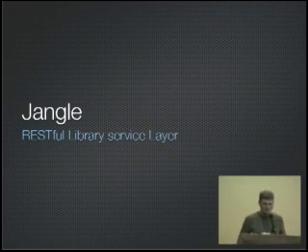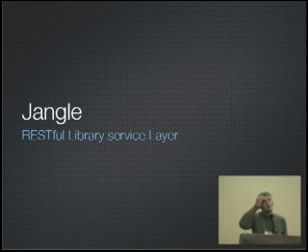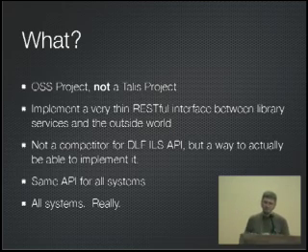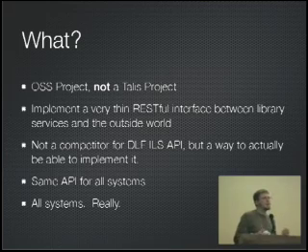All right, I'll be talking about Jangle, which is a project to try to push a RESTful web framework for our various library systems. This is an open source project that Talis is trying to get the ball rolling on, and we don't want it to be a Talis project. We just want to be along for the ride. But the goal is to implement a very thin RESTful interface between library services and the outside world, like very thin. And I'll show you a diagram in a second.